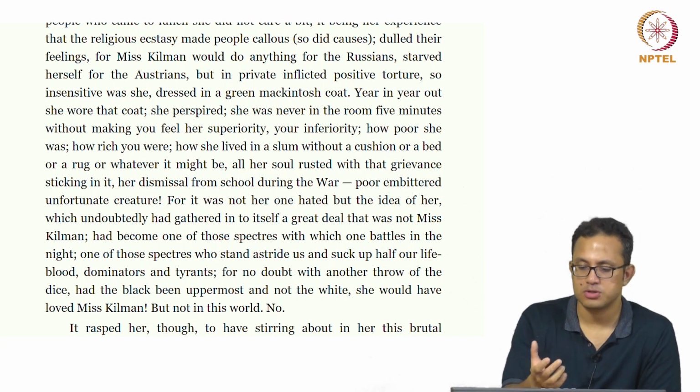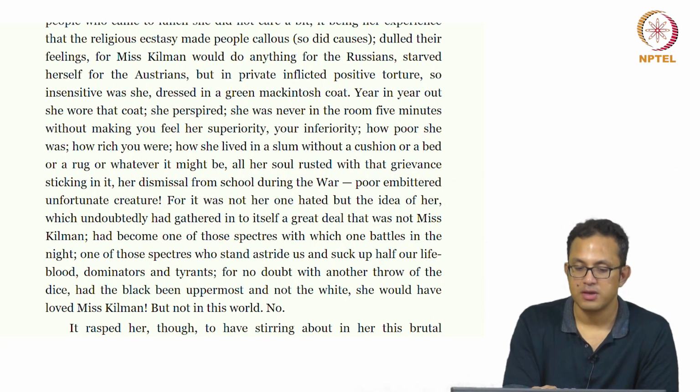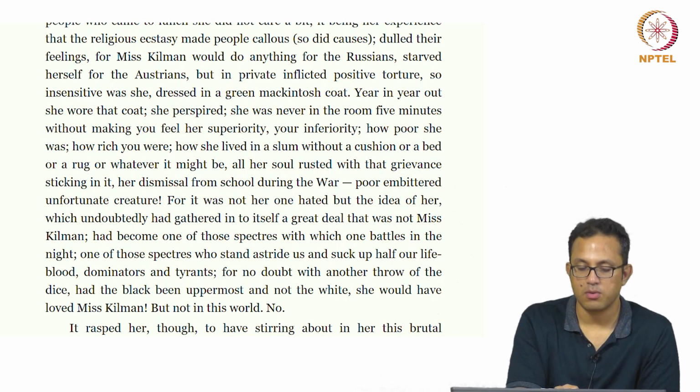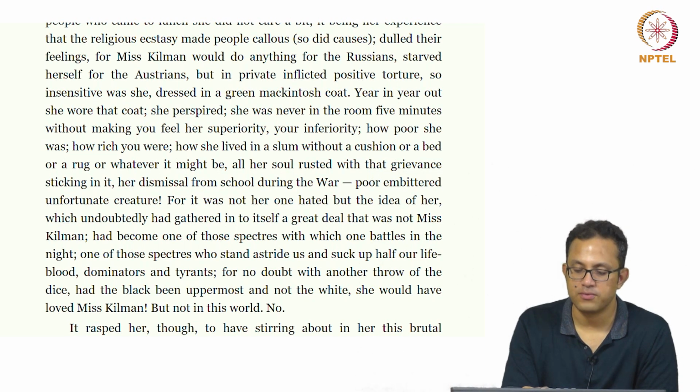And then, there's a description over here which is interesting. "Her dismissal from school during the war, poor, embittered, unfortunate creature." We're talking about someone called Miss Kilman, who was obviously a story figure. "For it was not her one hated, but the idea of her, which undoubtedly had gathered into herself a great deal, that was not Miss Kilman, had become one of the spectres with which one battles in the night. One of the spectres who stand astride for us and suck up half our lifeblood, dominators and tyrants. For no doubt, with another throw of the dice, had the black been uppermost and not the white, should have loved Miss Kilman. But in this world, no."